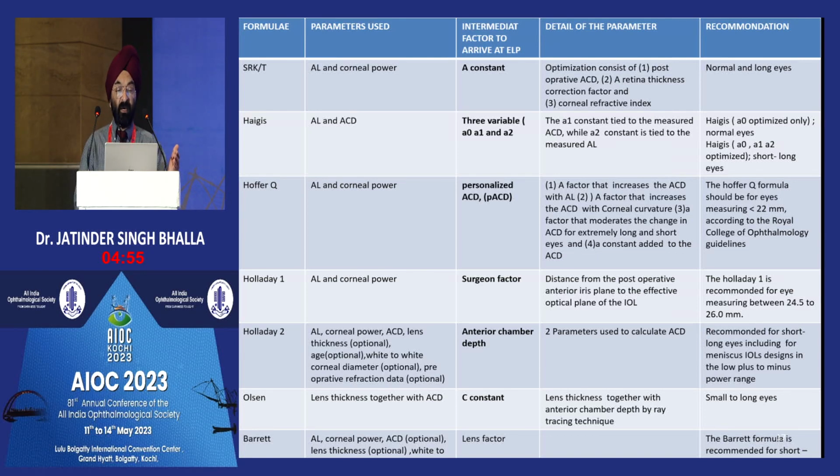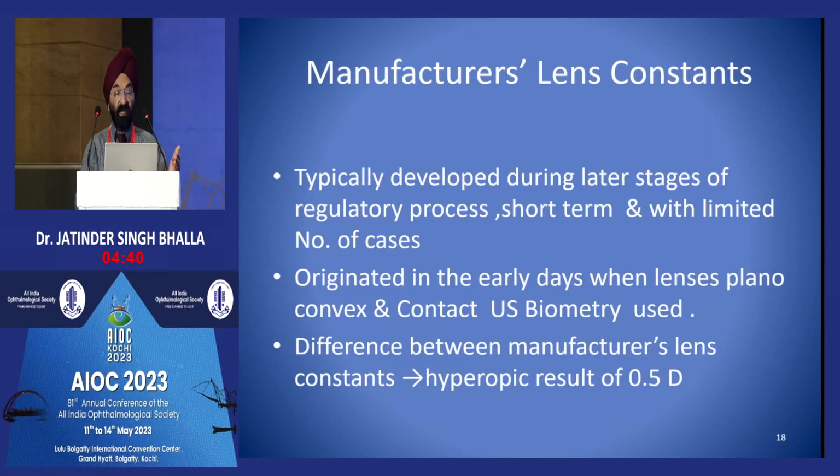which are intermediate factors which help us to arrive at effective lens position. SRK/T had A constant, Haigis had A0, A1, A2, Hoffer Q and Holladay 2 have anterior chamber depth, and Holladay 1 has surgeon factor, Olsen has C constant, and Barrett has lens factor. So what are these lens constants?